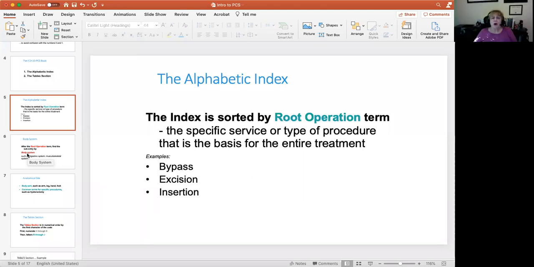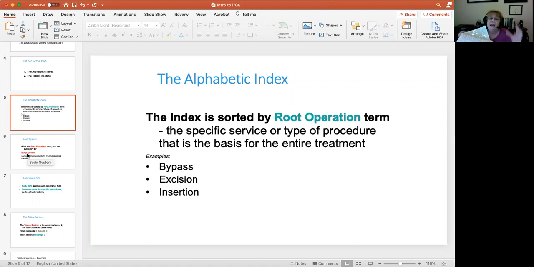So here's the reason why I included this: I want you to remember it is not cheating to look in your code book and make sure you have in your head the right definition of the root operation. It's not cheating, it's being smart. It's using your resources, just like using your medical dictionary.